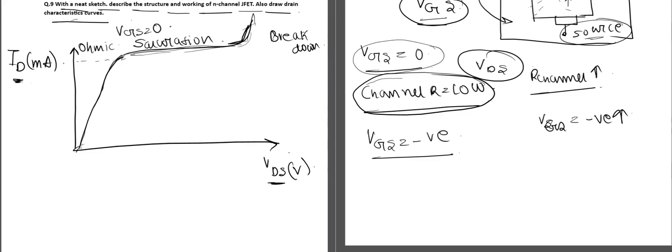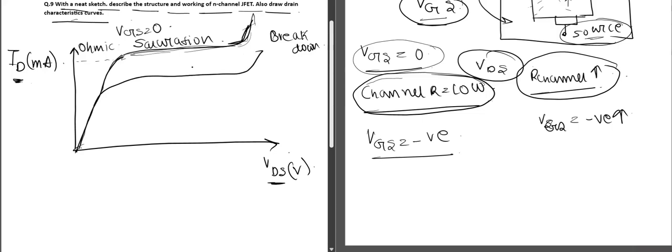Now, as I have said, when we apply negative voltage to VGS, the resistance of the channel will increase and the width of the depletion region will also increase. So the value of the current flowing through the channel will gradually decrease. Next, when we apply VGS equal to minus 1 volt, we will get a decreased value of current at this point.